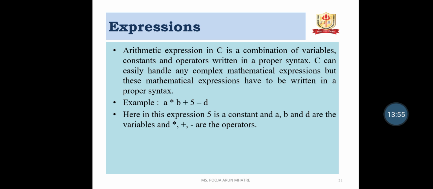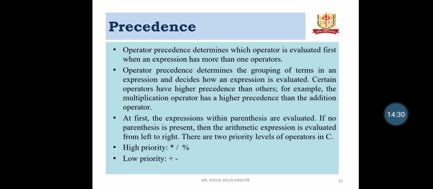Expression. An arithmetic expression in C is a combination of variables, constants and operators written in proper syntax. C easily handles any complex mathematical expression, but these expressions have to be written in proper syntax. For example, A multiplied by B plus 5 minus D. In this expression, 5 is a constant and A, B and D are the variables, and the operators are star, that is multiplication, addition and subtraction.